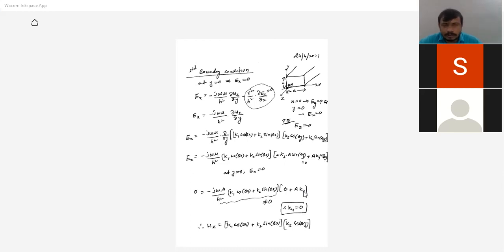So done. So for the next case, the second boundary condition. So we are going to take this: at x is equal to 0, Ey is equal to 0. That means you need to take the Ey value from the earlier equations. So from that, we can substitute.